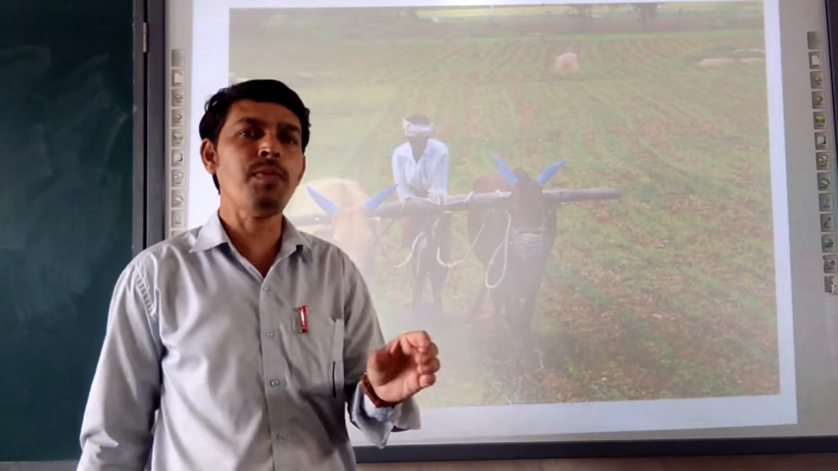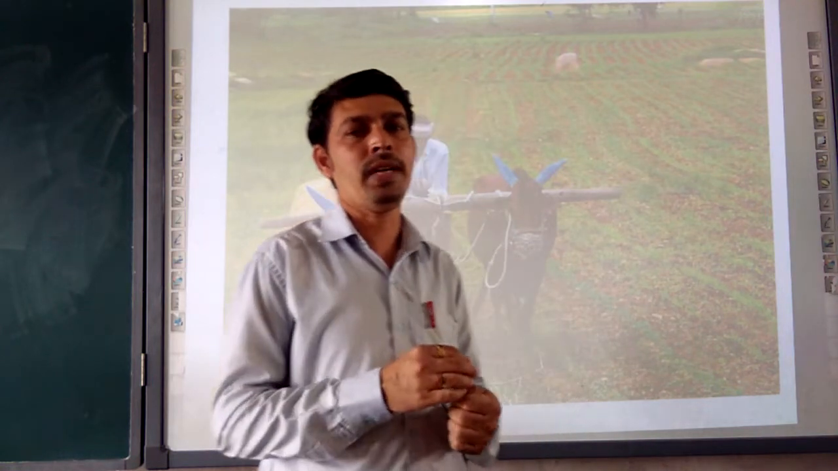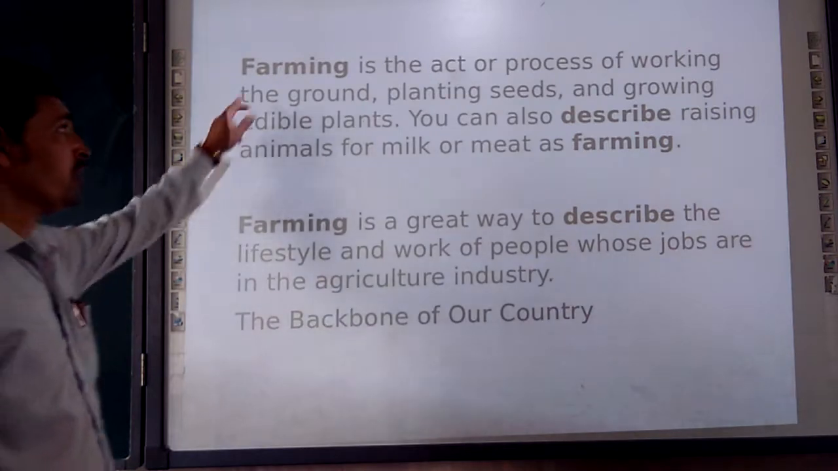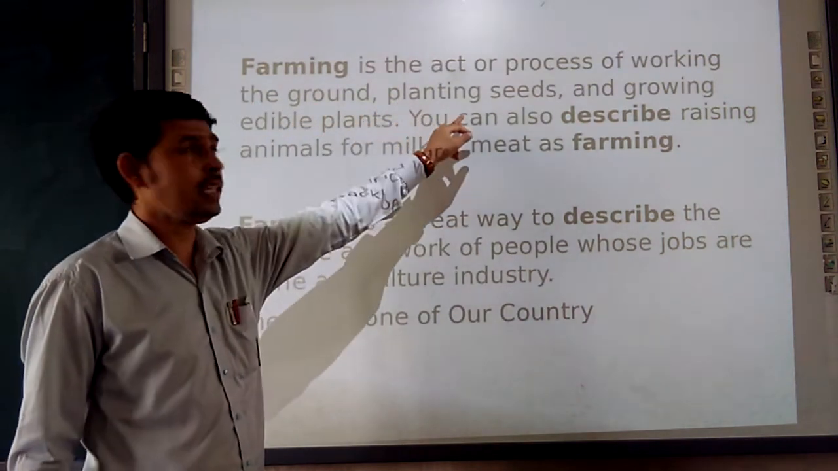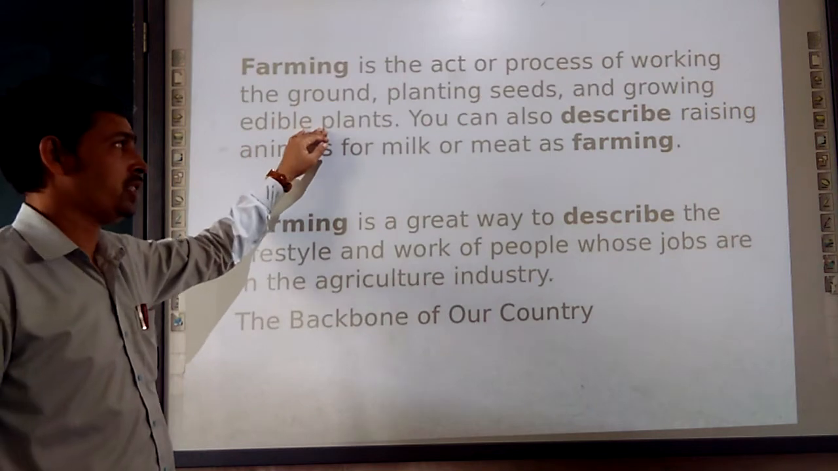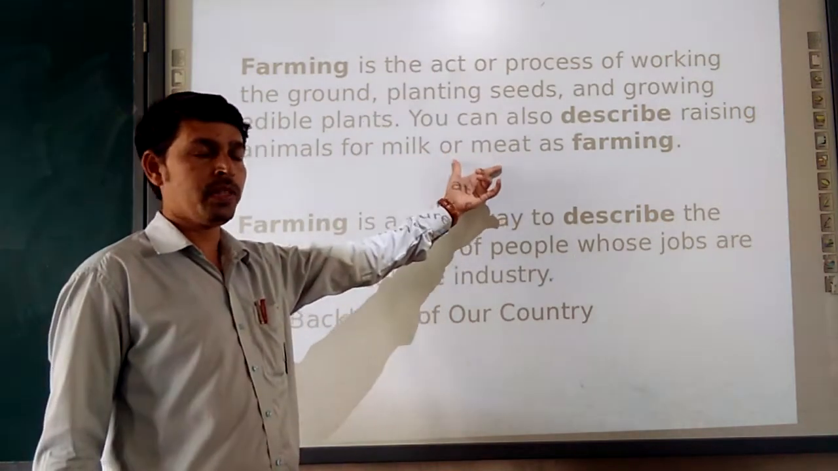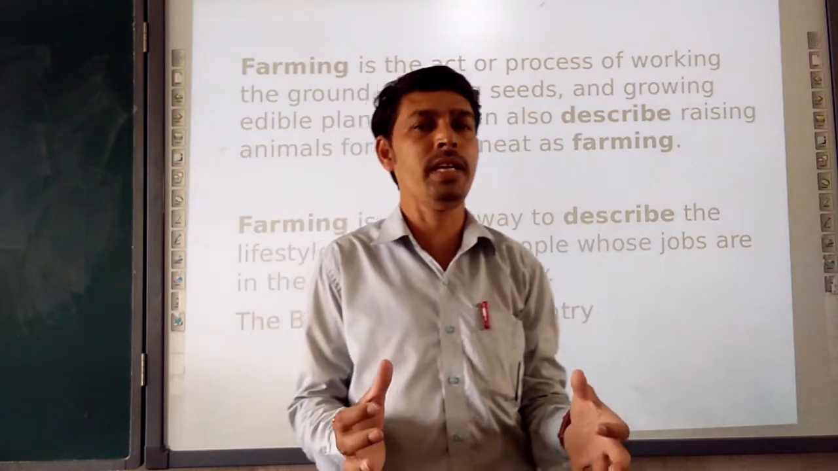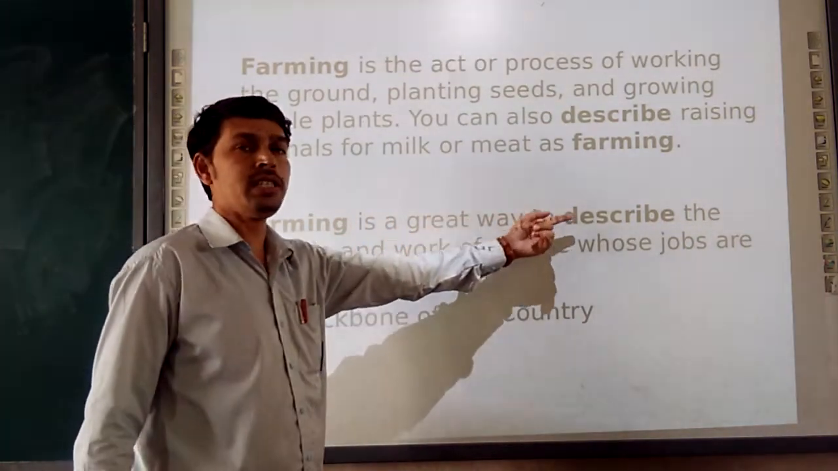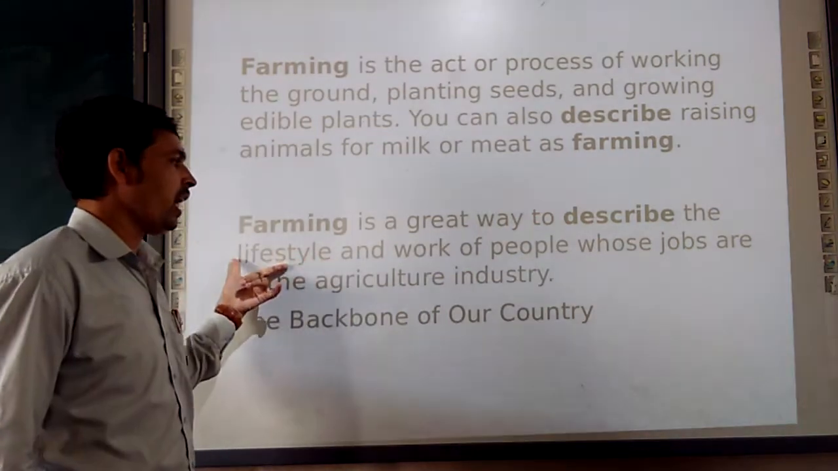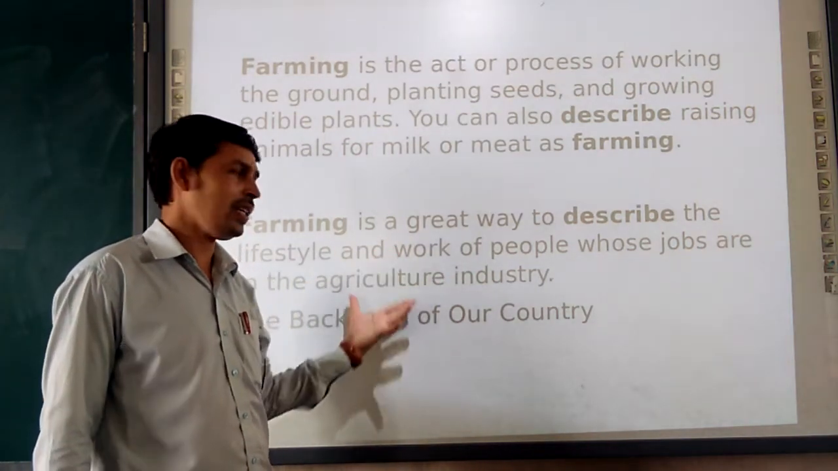So let's see first what is farming, what is the importance of farming in our country, and what the status of farming is in our India. First point, farming is the act or process of working the ground, planting seeds and growing edible plants which we are eating. You can also describe raising animals for milk or meat as farming. So farming is nothing but using a piece of land to grow something, whether it's a food crop or non-food crop. Next, farming is a great way to describe the lifestyle and the work of the people whose jobs are in the agriculture industry. So in the agriculture industry they are doing farming.